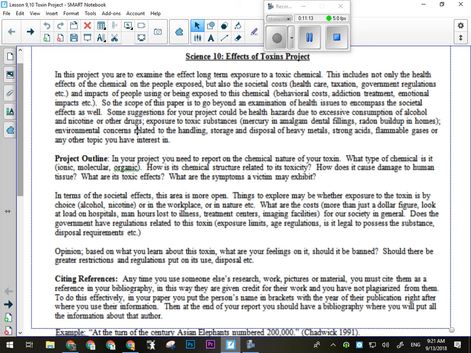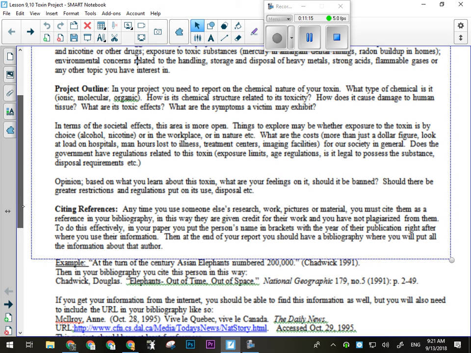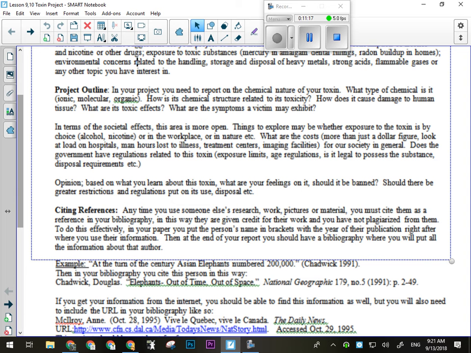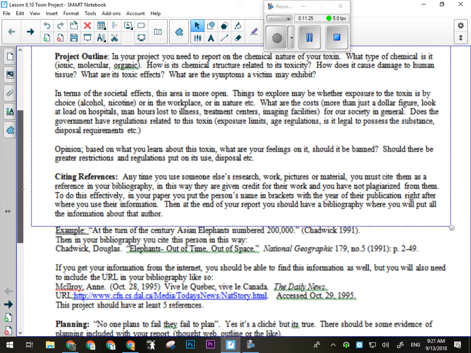Things like that. And then you can have a final short paragraph on your opinion based on what you learned about that toxin. What are your feelings on it? Is it something that should be banned? Should there be lowered restrictions on its use?